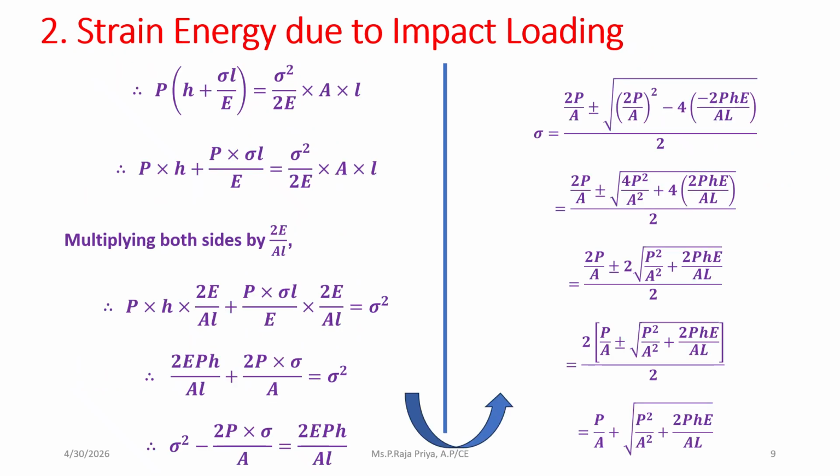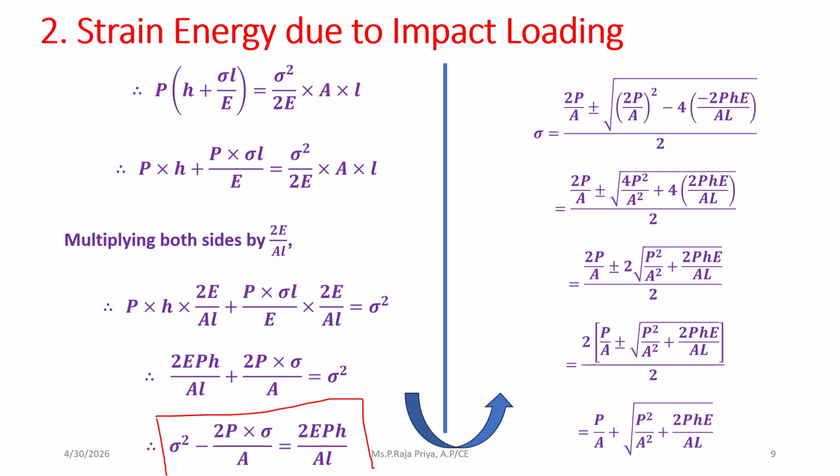And we have substituted the expression for delta L, and instead of V, we have substituted area into length. Then multiplying P with the two terms, you will get this. Then on both sides, the left as well as the right side, we multiply by 2E by L, and we get a quadratic equation in terms of sigma. Then we need to solve this equation, so you have to find the roots of this quadratic equation.